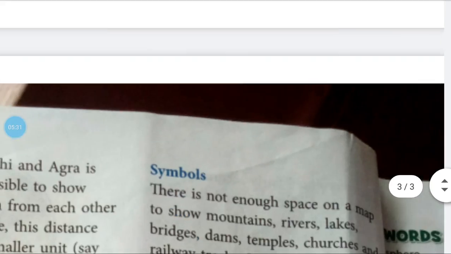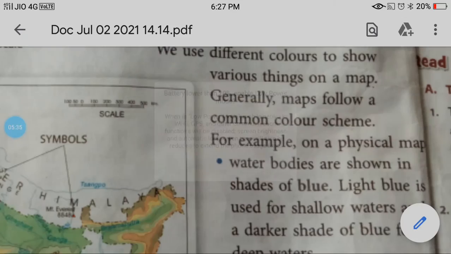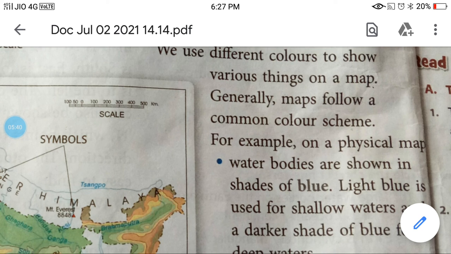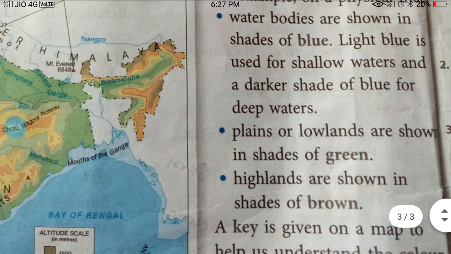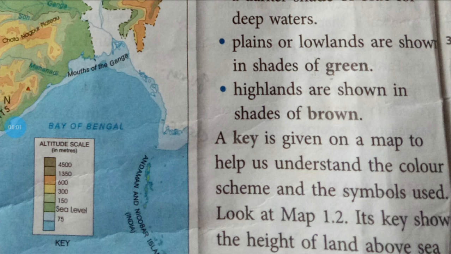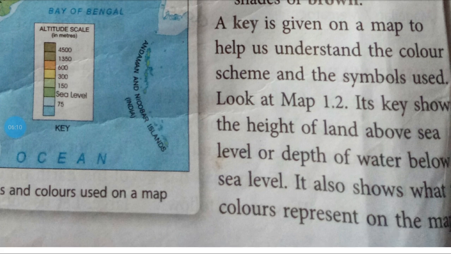Colors. We use different colors to show various things on a map. Generally, maps follow a common color scheme. For example, on a physical map, water bodies are shown in shades of blue. Light blue is used for shallow waters and a darker shade of blue for deep waters. Plains or lowlands are shown in shades of green. Highlands are shown in shades of brown. A key is given on a map to help us understand the color scheme and the symbols used. Look at map 1.2. Its key shows the height of land above sea level or depth of water below sea level. It also shows what the colors represent on the map.